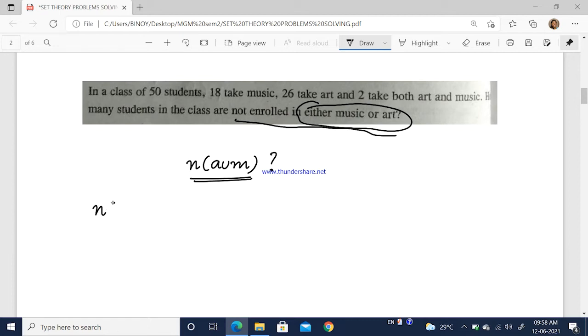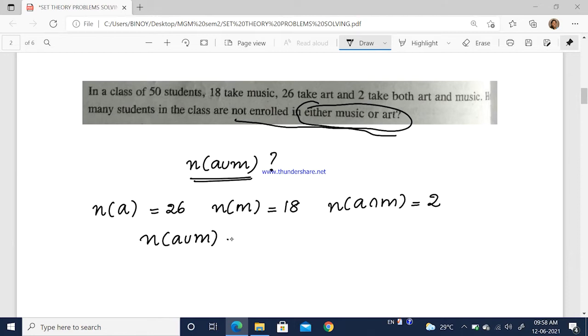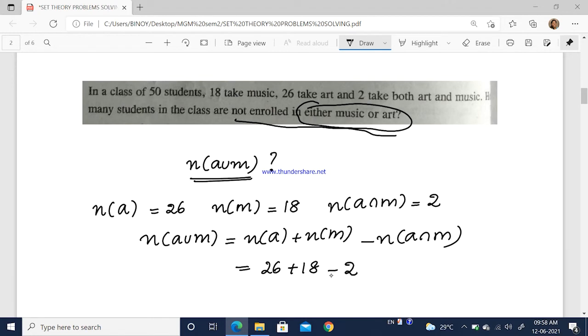Now let's see. The number of students who took art is 26. The number of students who took music is 18. And the number of students who take both art and music is 2. So N of A union M. This time I am using the set laws to solve this question. So N of A plus N of M minus N of A intersection M. We'll get 26 plus 18 minus 2, which is 26 plus 16, and that will give you the answer 42. These are students who enrolled in either music or art.